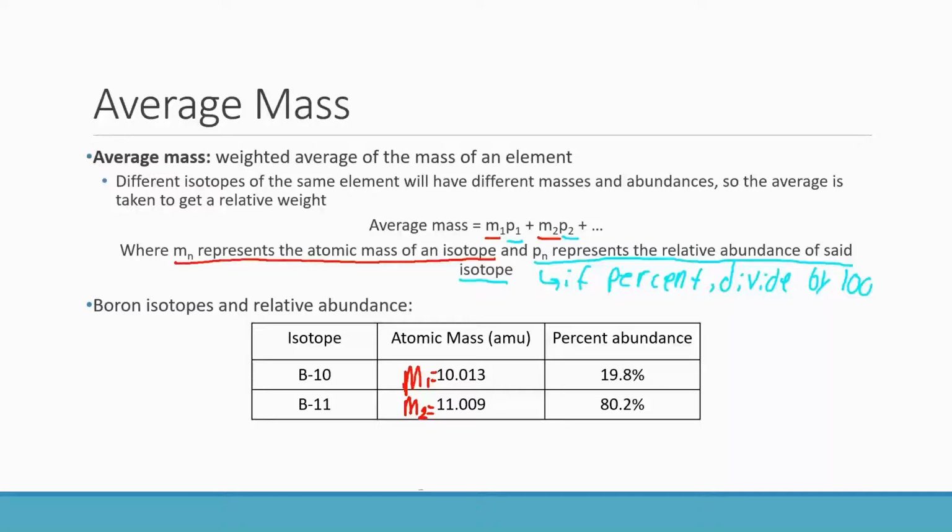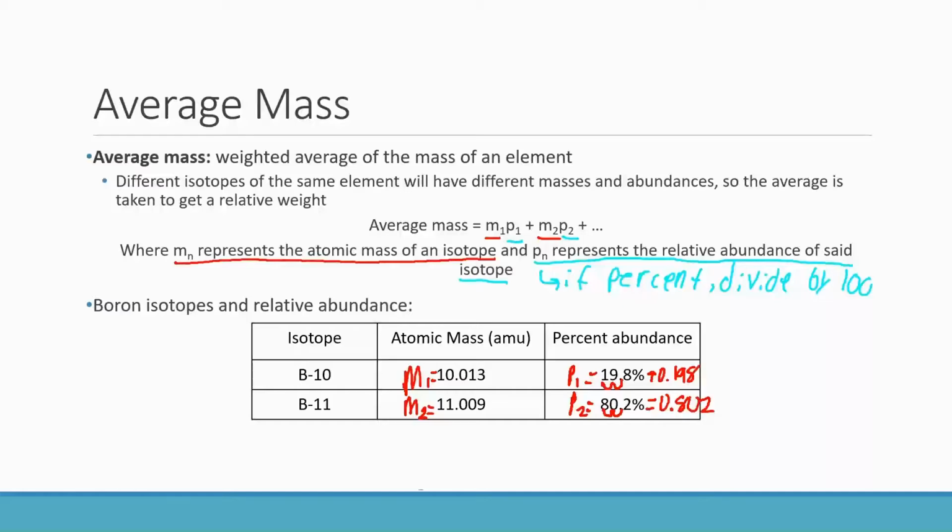Next up, we have our abundances, our p values. However, the main issue with these right now is that they are in percentage form. So I'm just going to convert these into decimal form by dividing by 100, or simply moving the decimal point over two times to the left. So this will now be 0.198, and this will now be 0.802.